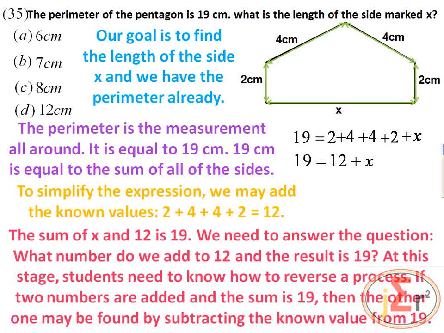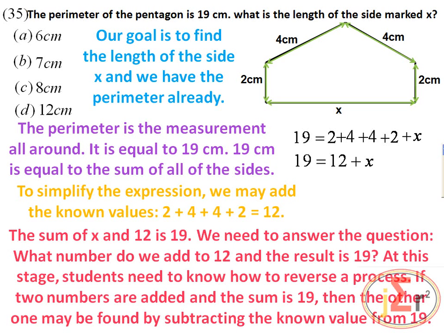The sum of X and 12 is? 19. We need to answer the question. What number do we add to 12, and the result is 19? What number? 7. Okay. The number that we add to 12 and the result is 19 is 7.